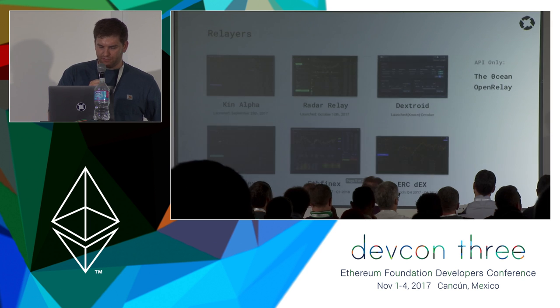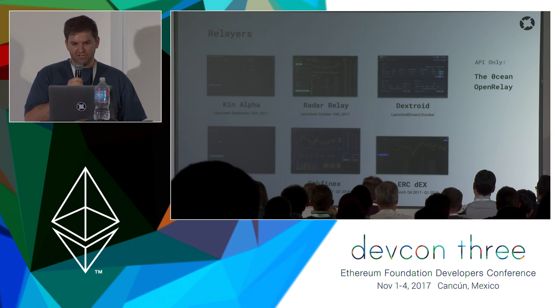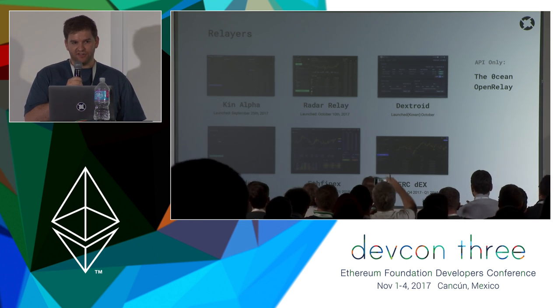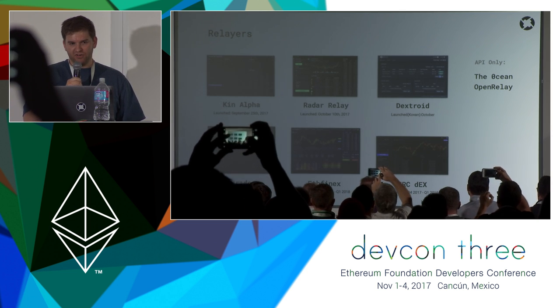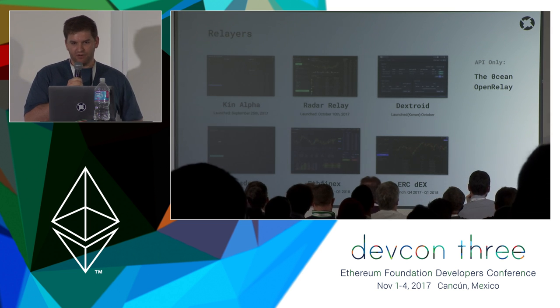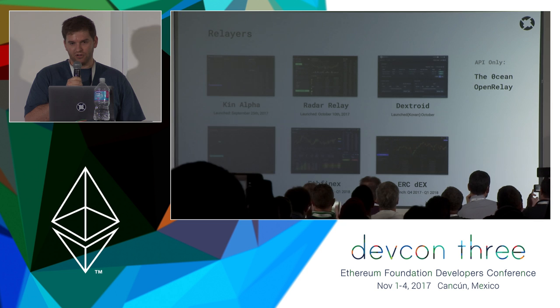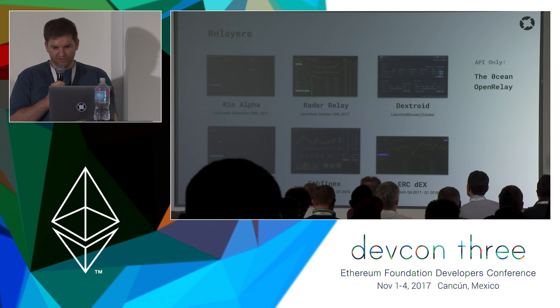So since deploying 0x protocol on the Ethereum mainnet on August 15th, we've seen just a crazy explosion of development activity. There are upwards of 10 different completely independent developer teams creating relayers on top of 0x protocol. So I'm just going to give you a closer look at a few of these.